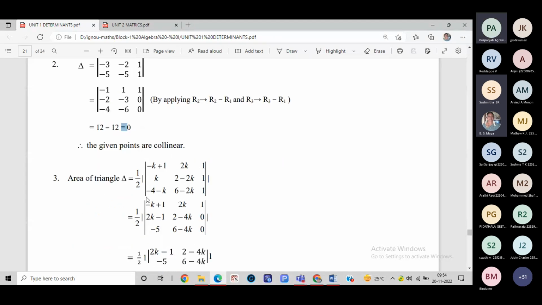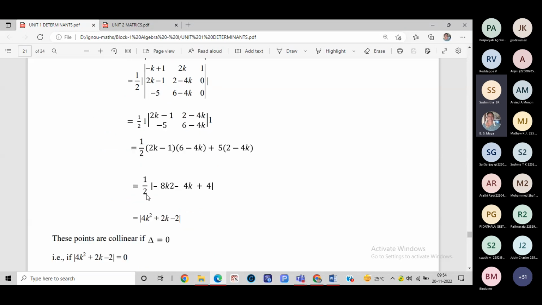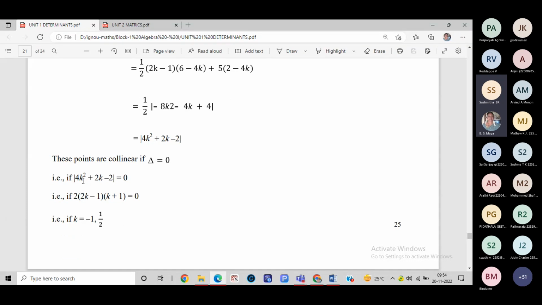Clear, right? The third one is the area of triangle where coefficients are given. According to that I find it, but there are unknown values, and you should find out these unknown values. We assume that delta should be 0 because a collinear question is given. According to that, I take 4k square plus 2k minus 2 is equal to 0. We should simplify this.